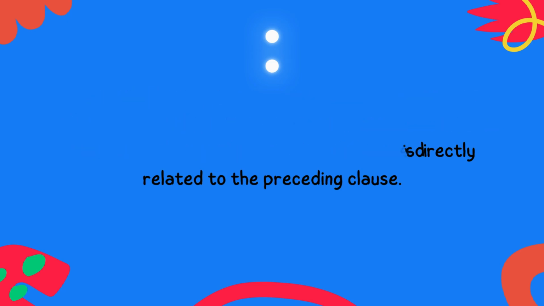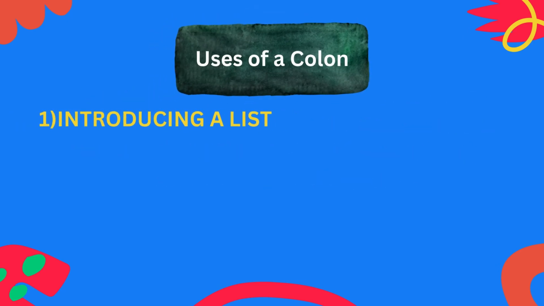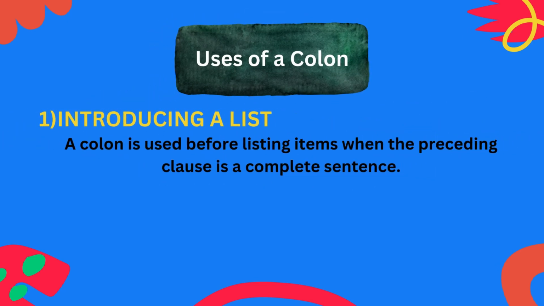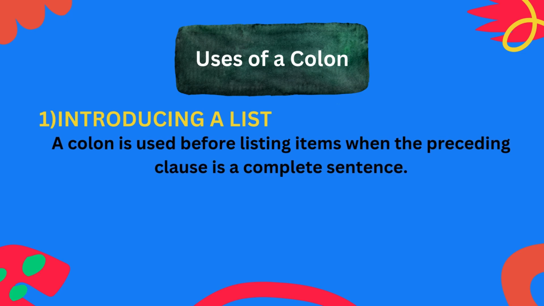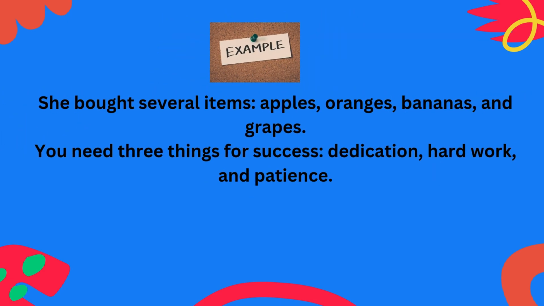Come to its uses. Number 1. Introducing a list. A colon is used before listing items when the preceding clause is a complete sentence. For example, she bought several items: apples, oranges, bananas, and grapes. You need 3 things for success: dedication, hard work, and patience.